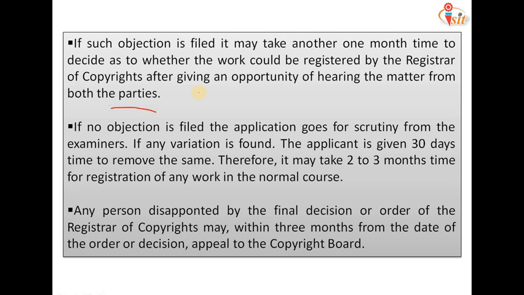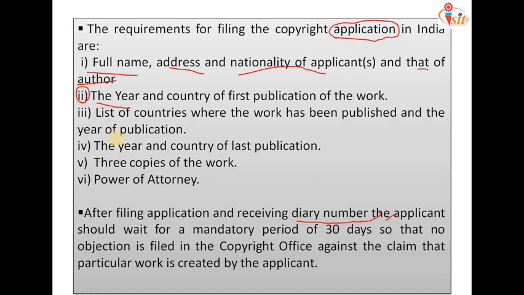Any person disappointed by the final decision of the Registrar of Copyrights can, within three months from the date of the order or decision, appeal to the Copyright Board. So this is the procedure for registration of the copyright.